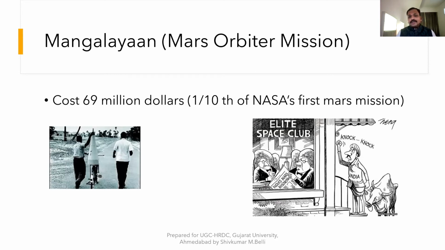Very popular in our time is the story of Mangalayaan, a Mars orbiter mission. What was the cost? $69 million. When you compare with NASA's first Mars mission, our cost was one-tenth of it. I have shown you 2 pictures. Look at the creativity of ISRO scientists. Cost reduction. And look at your right side. What you see is the Elite Space Club. I think you can guess it is from NASA. And this is how the newspaper of the West had projected it at that time.